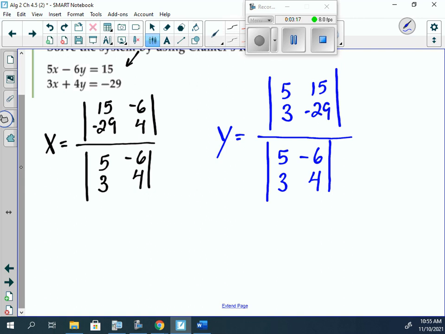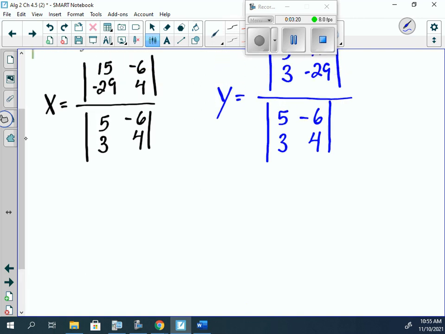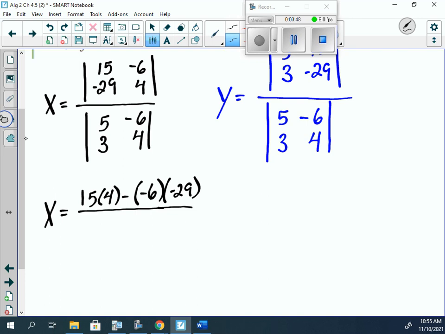So what we need to do next is take the determinants of the top and bottom of both of these and simplify, and we have the values of x and y. So if we look at this first one here for x, because this is a second order determinant, a 2 by 2, we are doing the cross method. So we're going to take 15 times 4 and subtract from it -6 times -29. On bottom, we're going to have 5 times 4 minus -6 times 3.